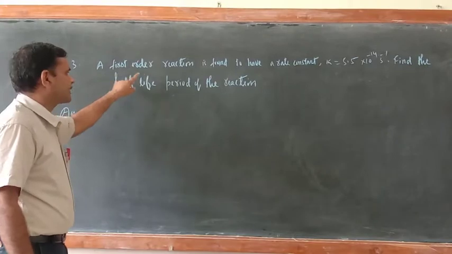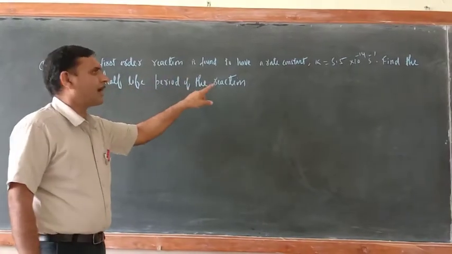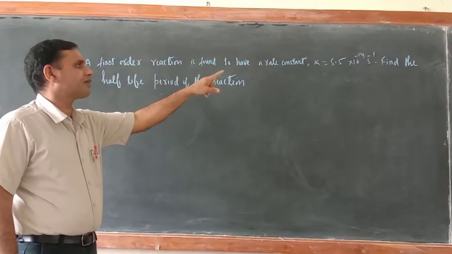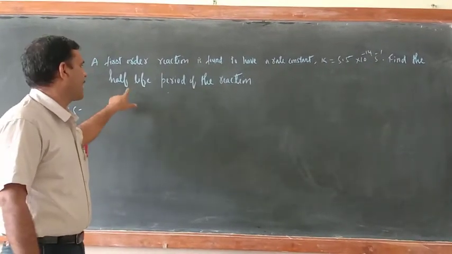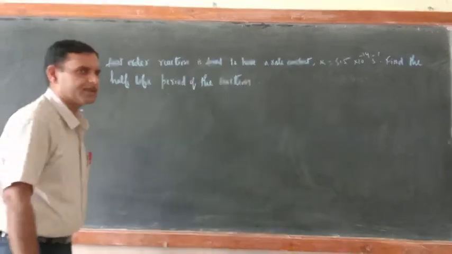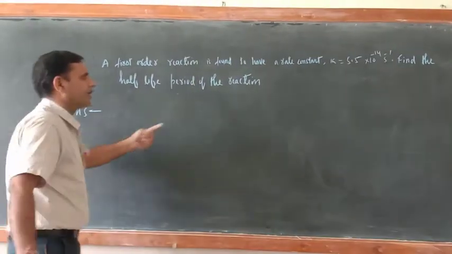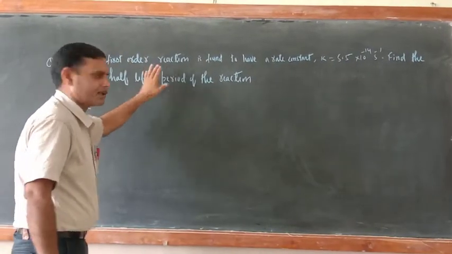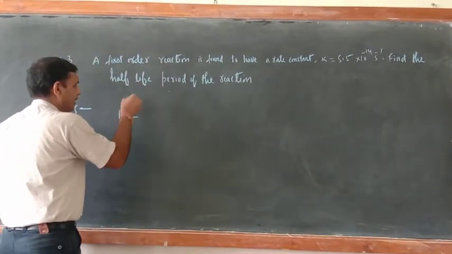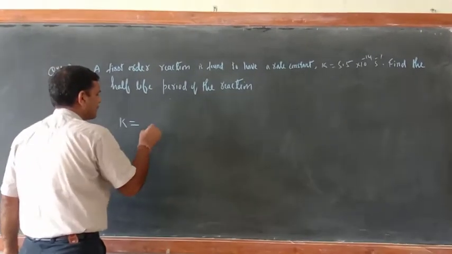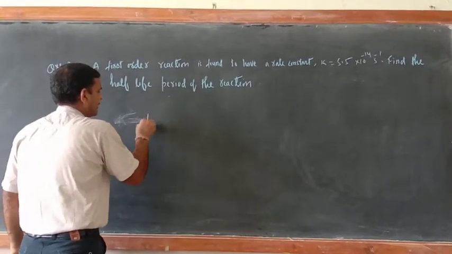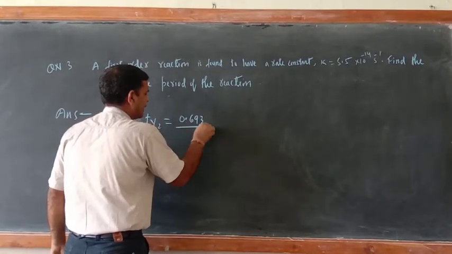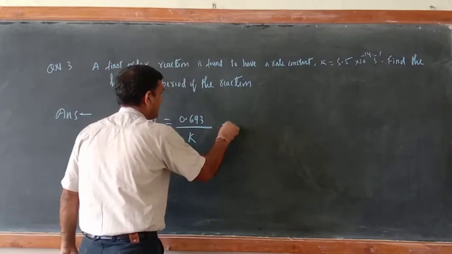So a first order reaction is found to have rate constant K that is 5.5 into 10 raised to the power 14 second inverse. Find the half-life period of the reaction. Here they have given the rate constant value, and it is a first order reaction. So what is the formula for the first order half-life period? T half equal to 0.693 divided by K.